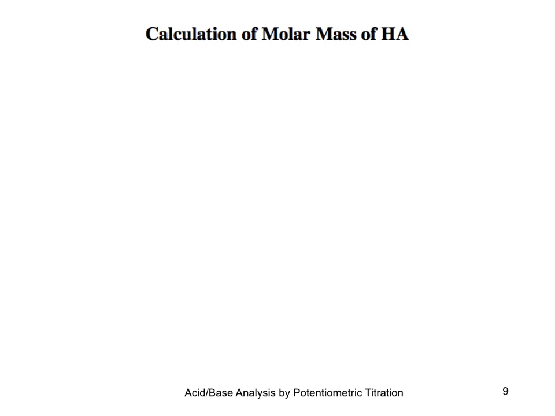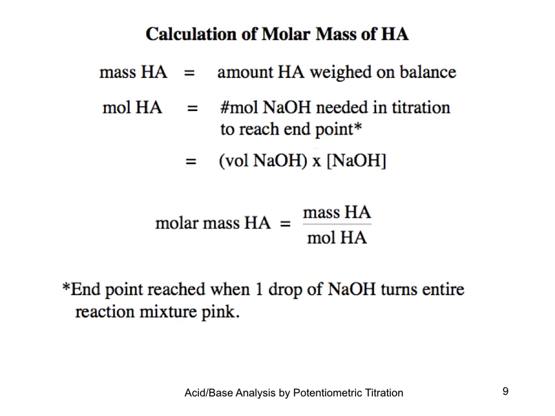Once you determine the endpoint, you can calculate the molar mass of your unknown. The mass of your weak acid was weighed on the balance. The moles of your weak acid is determined from the amount of NaOH needed to reach the endpoint when the reaction turned pink. Recall that this reaction has 1-to-1 stoichiometry, so if you know the moles of base added, this is equivalent to the moles of acid. To calculate the moles of NaOH, simply multiply the volume of NaOH times the concentration of NaOH. By taking your mass of unknown divided by the moles, you will determine the molar mass of your unknown.